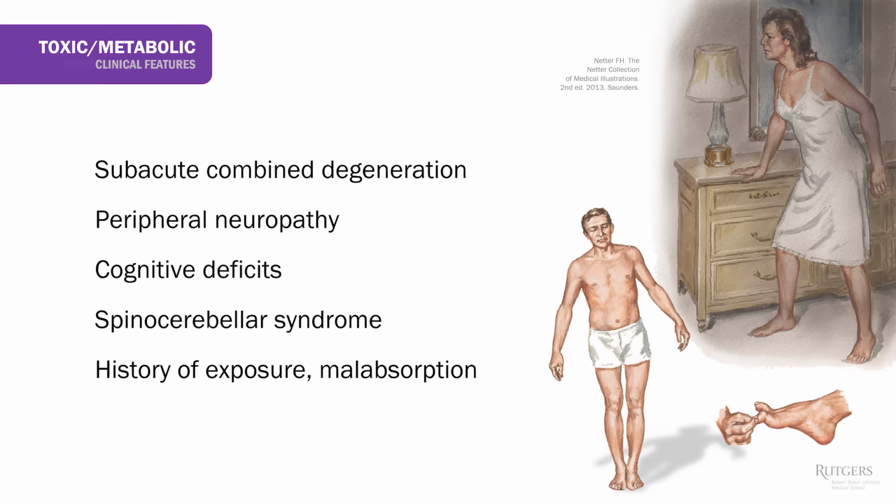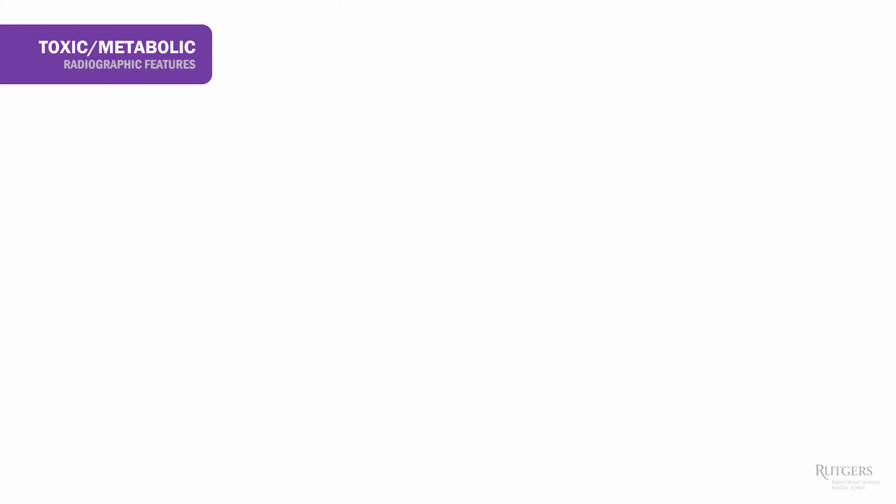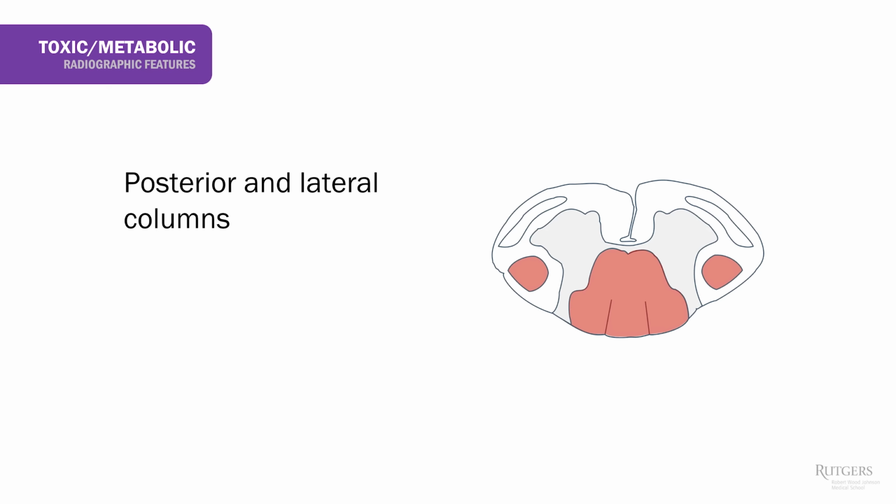Guess what the radiological signs would be in combined degeneration? Well, posterior and lateral columns are damaged. That's a no-brainer. Now, earlier in the talk, we called this tract-specific changes. Can you remember what other pathologies can cause tract-specific changes in the cord? Infectious myelopathies. Think syphilis. But, unlike infectious etiologies, there's usually no enhancement. Unfortunately, MRI can also be completely normal. So, focus on history for your diagnosis.